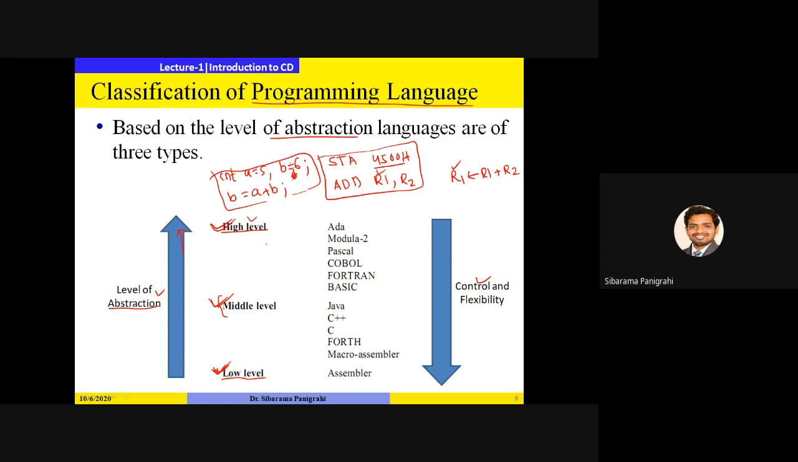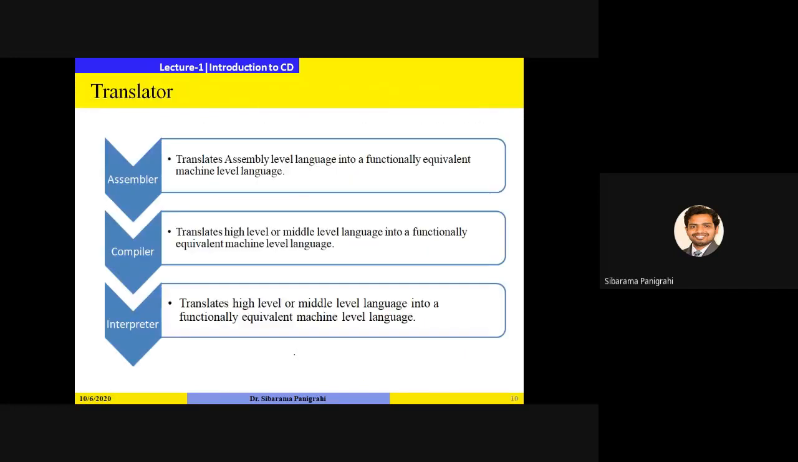The high level and middle level languages are not directly understood by the machine. So we use translators like compilers and interpreters to translate the high level and middle level language into a functionally equivalent target language. Similarly, we use a translator called an assembler to translate low level languages like assembly language into functionally equivalent machine language. So here comes the term translator. What exactly is a translator?